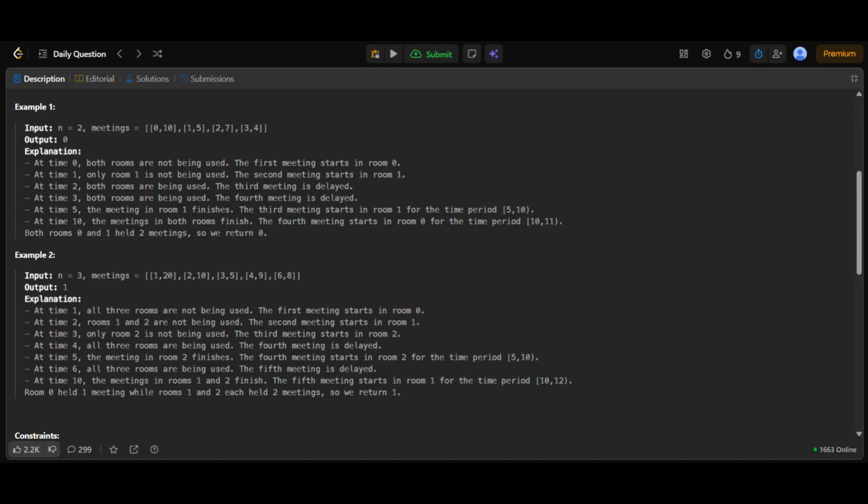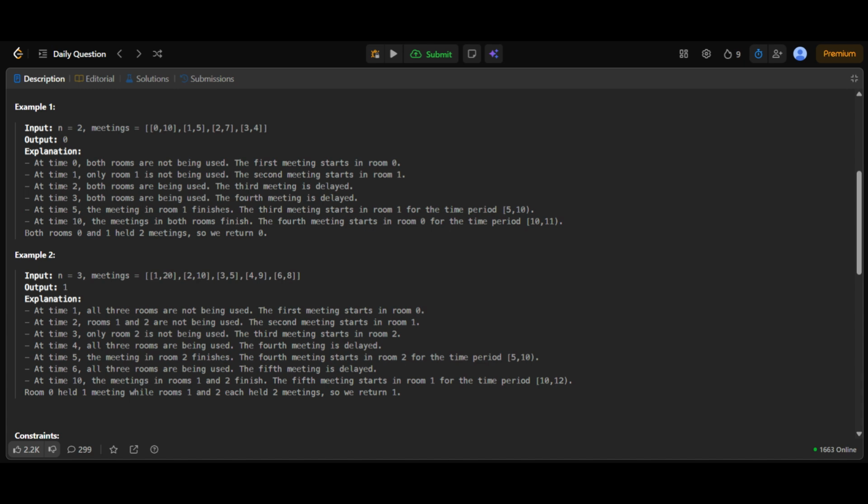Let's understand this example one clearly by thinking in terms of how the system behaves over time. We have 2 meeting rooms, numbered 0 and 1, and 4 meetings with different start and end times. Meetings are always considered in increasing order of their start time, and whenever a meeting begins, we try to assign it to the lowest numbered room that is currently free.